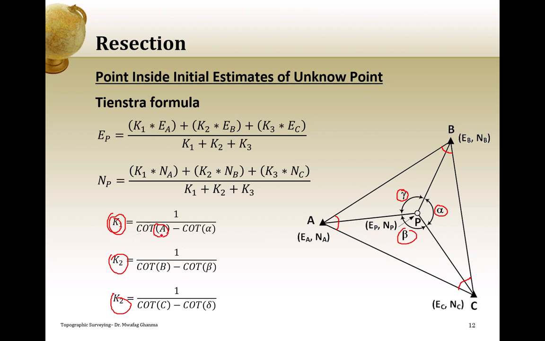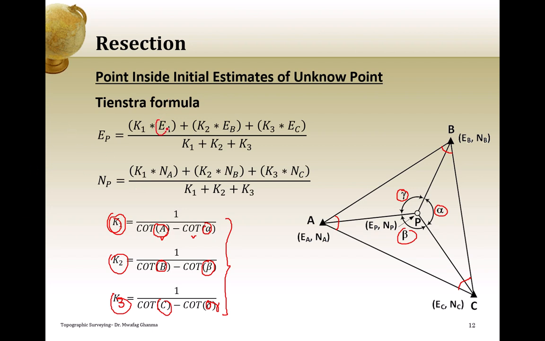So we will be doing K1 equal to 1 over cotangent A minus cotangent alpha, the opposite angles. And for K2 it is cotangent B minus cotangent beta. For the third one, K3, it's cotangent C minus cotangent gamma. This is gamma. So these are the three quantities that we want to calculate, and they depend only on the angles A, B, C, the interior angles of the triangle, and the central angles alpha, beta, and gamma.